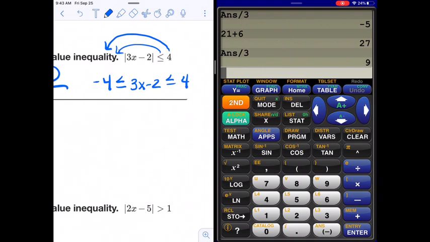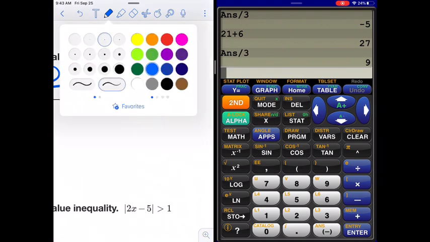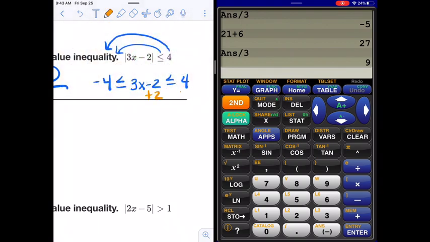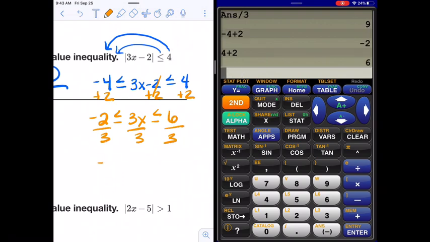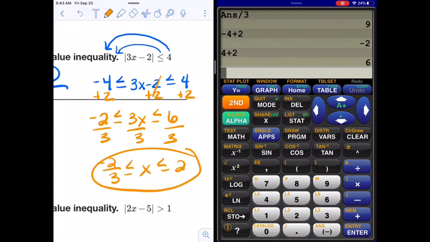I've got my 3x minus 2 in between two numbers. So I'm going to go ahead and solve for x. I'm going to add 2 to all three sides, so negative 2, right? Because negative 4 plus 2 is negative 2, is less than or equal to your 3x, which is less than or equal to your 4 plus 2 is your 6. Divide everything by 3. You get negative 2/3 is less than or equal to x, which is less than or equal to 2.